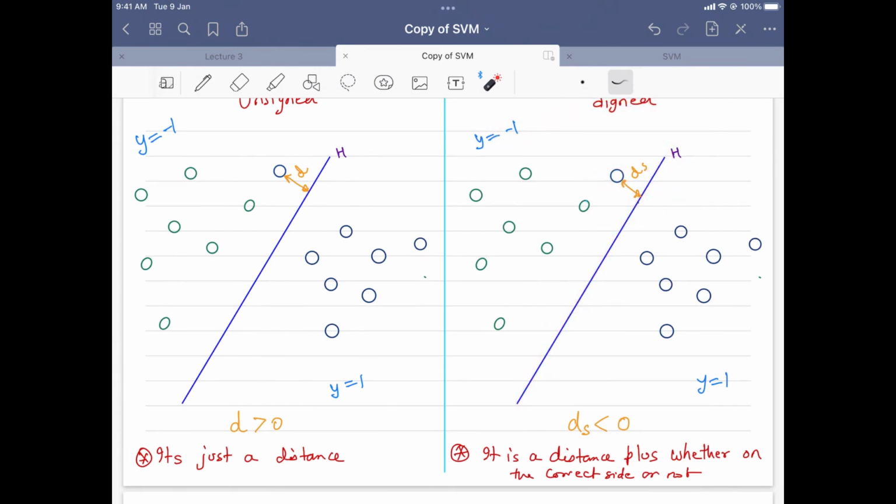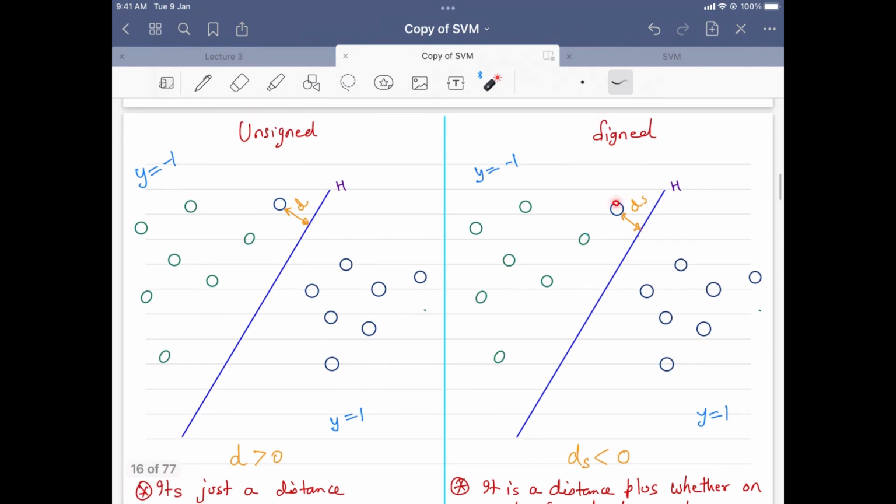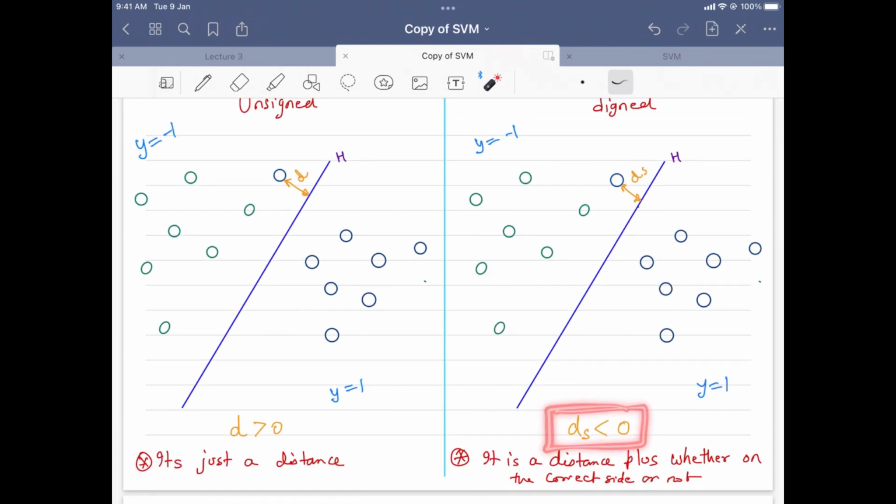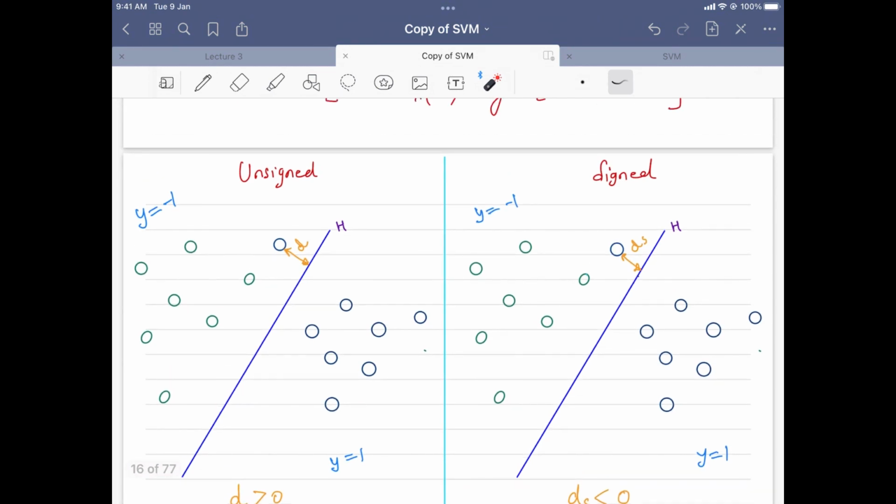So that is important. Basically, in the signed distance, it might be the case that the particular point which you put into the separating hyperplane gives you a plus value, but your label is -1. So that is why ds less than 0 will help you identify that this is a wrongly classified point. So signed distance helps you in identifying these wrongly classified points, whereas unsigned distance cannot do that because you are taking the absolute value.